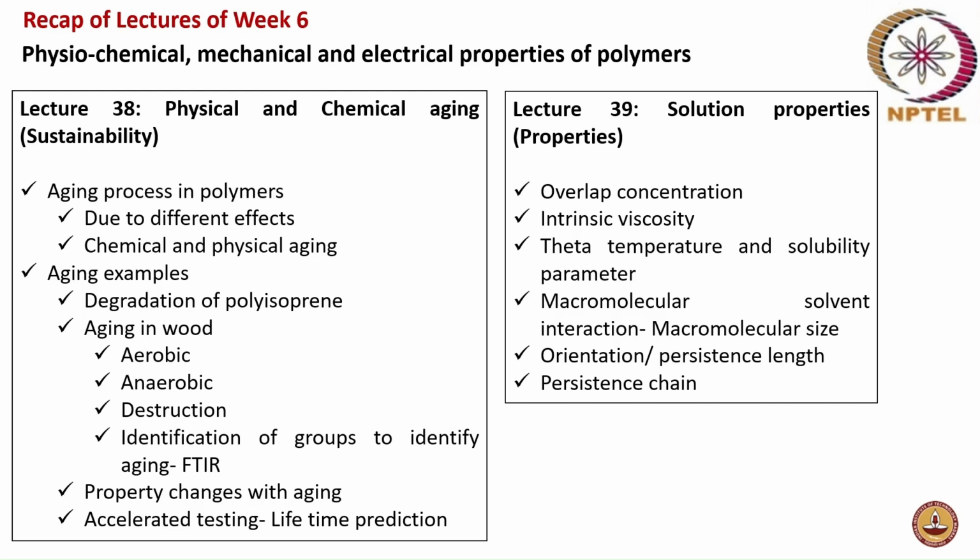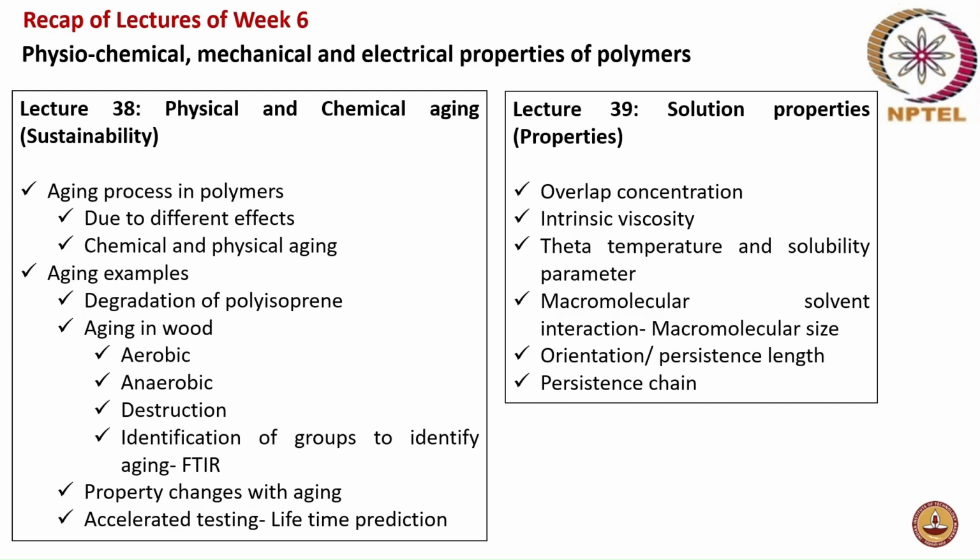And then the macromolecular solvent interaction was discussed, and how the macromolecular size plays a role. And how you can determine the size of the macromolecule based on the solvent and polymer interaction using light scattering or a GPC technique was all discussed. Next was the concept of orientation or persistence length. Persistence length is nothing but how far the correlation persists between one segment of the polymer and a segment which is far away. And finally the persistent chain was discussed.